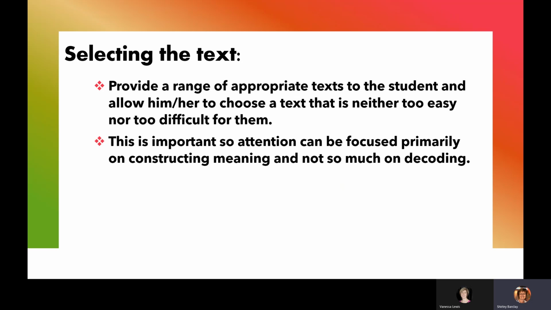So then you have to select the text is the next step. So at each level, there are a variety of different texts, some nonfiction, some fiction. So what you would do is take the texts to the student and lay them out, and just without letting them have too much of a look at it, you would have them choose a text that they think would be just perfect for them and that they'd be interested in reading. And it's also important so that attention can be focused primarily on constructing meaning and not so much on the decoding. So that's why it's important for the students to have some voice and some choice.